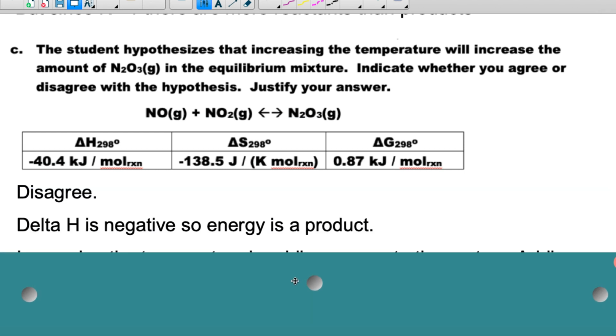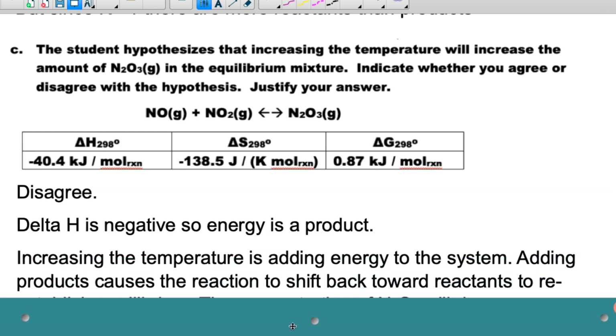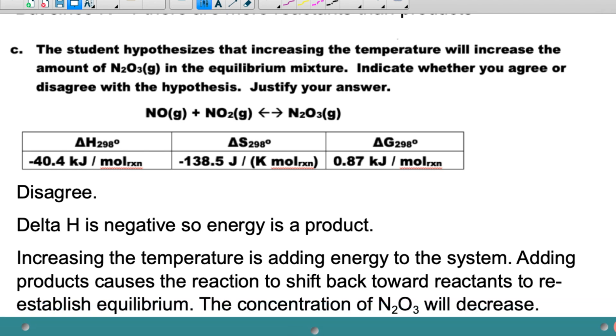I disagree. Delta H is negative. Energy is a product. Increasing the temperature causes it to shift towards reactants. N2O3 will decrease. I got the point. Now, on the AP exam, they're probably going to give you 1 point here for saying disagree, and then 1 point down here for all this reasoning.